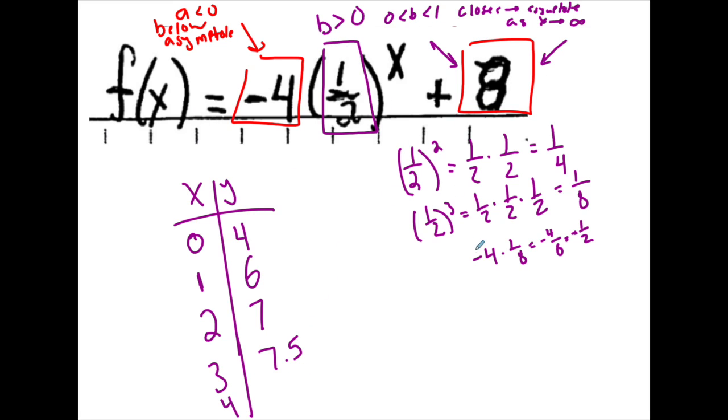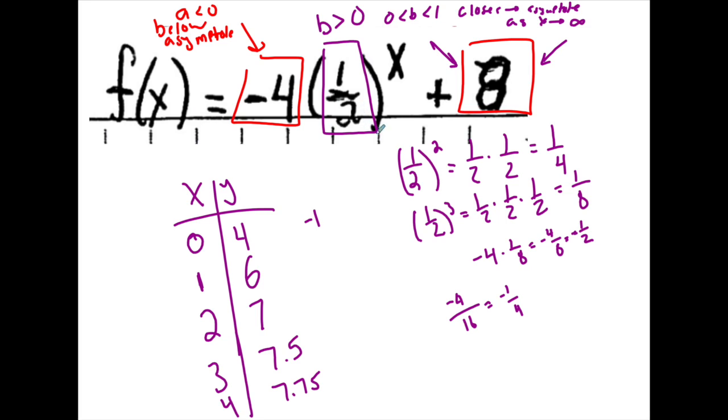4. A half to the 4th, that's 1/16. So you get negative 4 over 16 because it's negative 4 times 1 over 16. And that's negative a quarter. Negative 1 over 4. And negative a quarter plus 8 is 7 3/4. So you can see we're going towards 8. So now I'm going to start going negative.